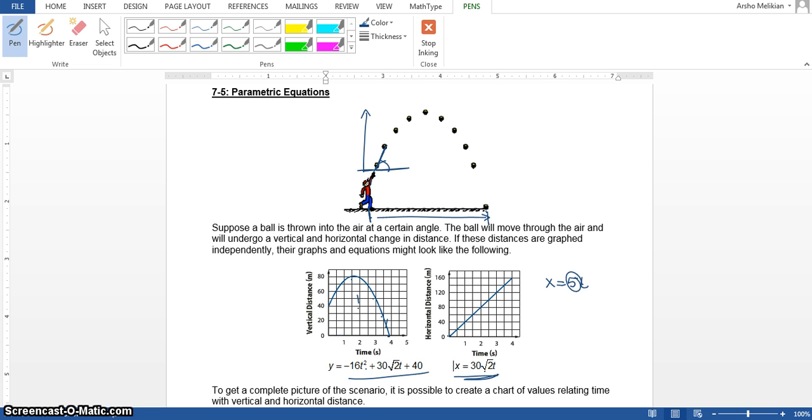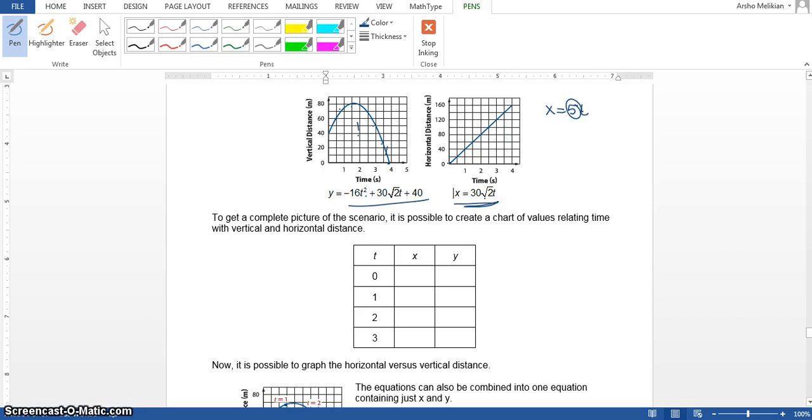Wouldn't the first graph also include the horizontal line, considering it's going right? Well, this does not tell you what the horizontal distance is. This only tells you the vertical distance. Okay? This only tells you how high up it went and how far down it went. But it doesn't tell you horizontally how far the ball got away from the player.